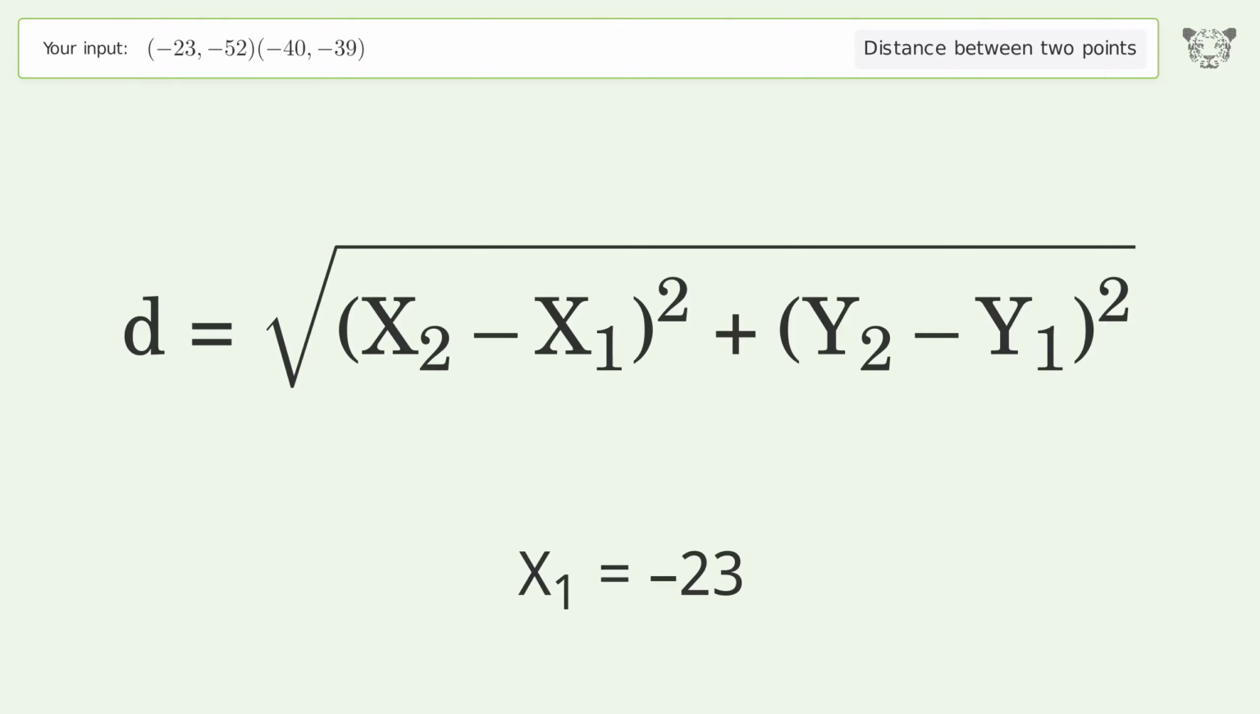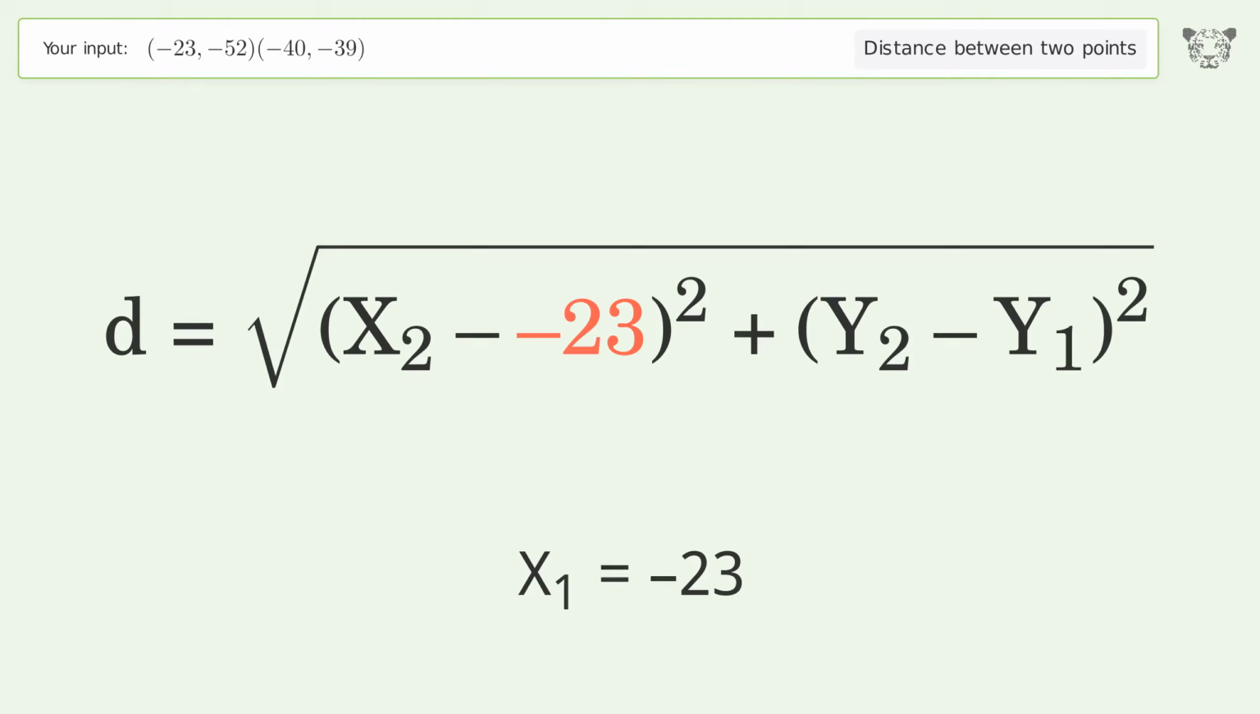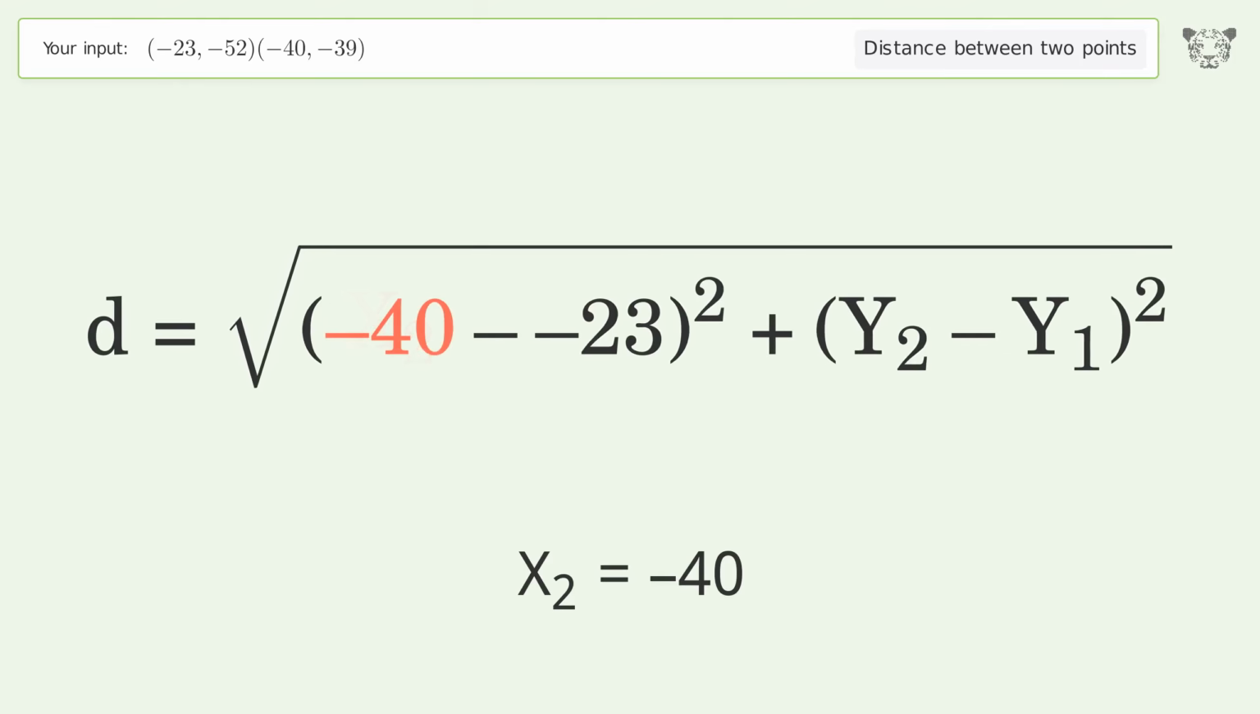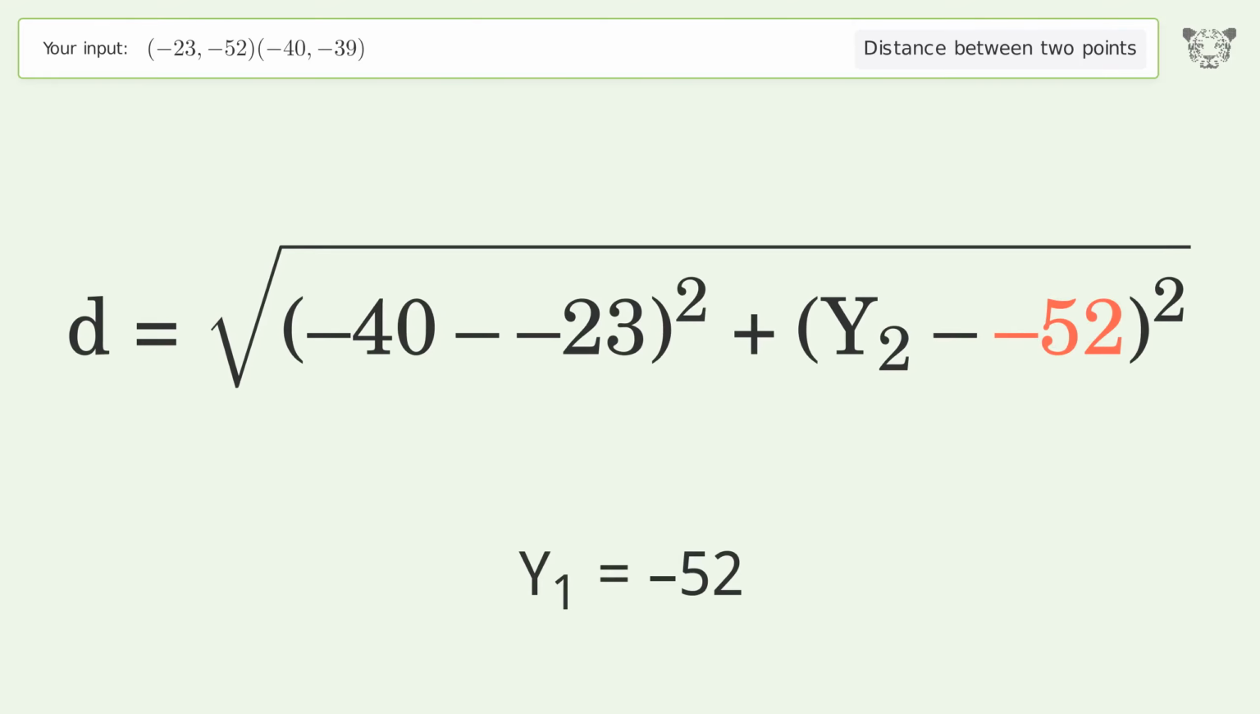x1 equals -23. x2 equals -40. y1 equals -52. y2 equals -39.